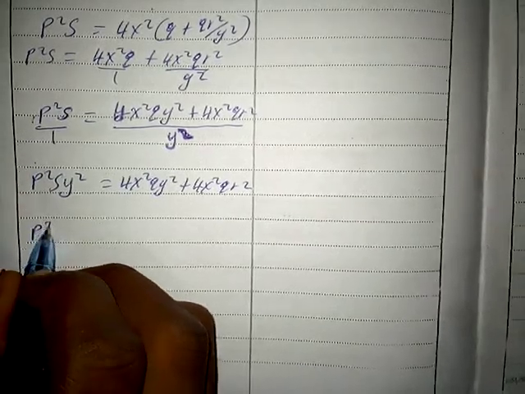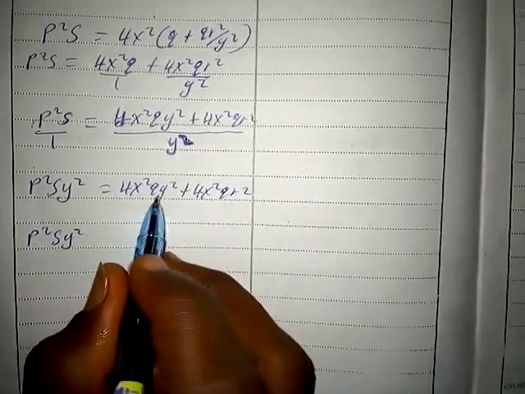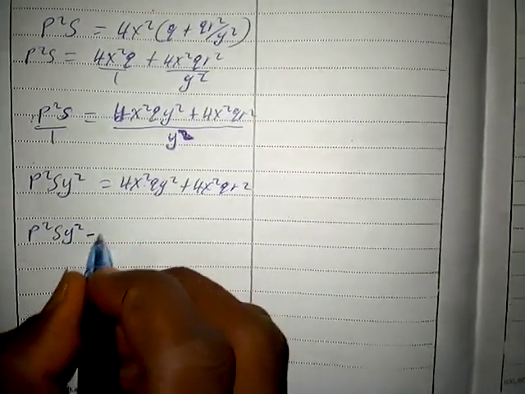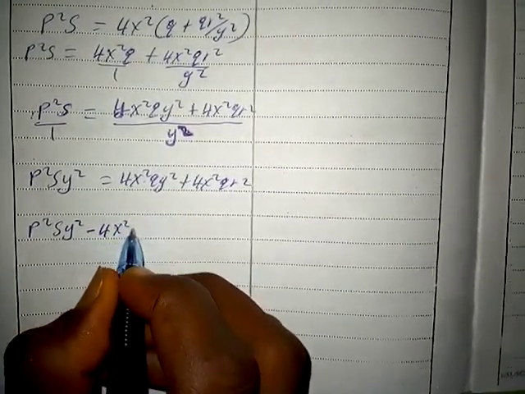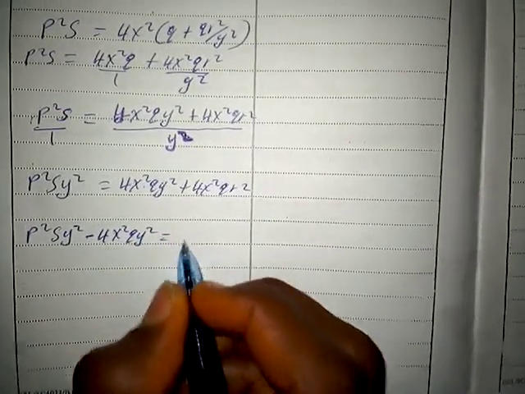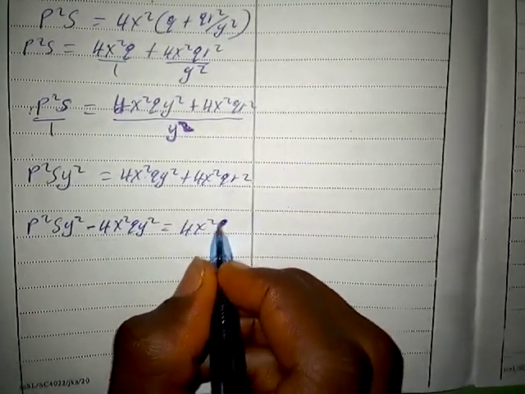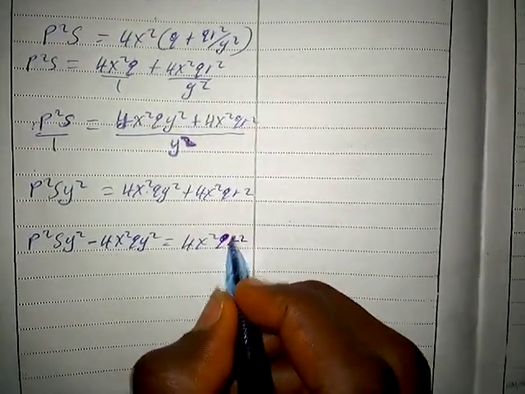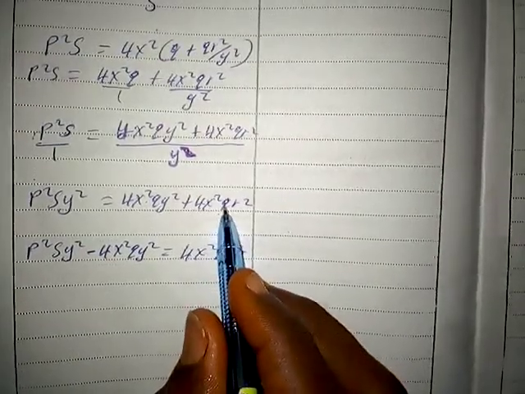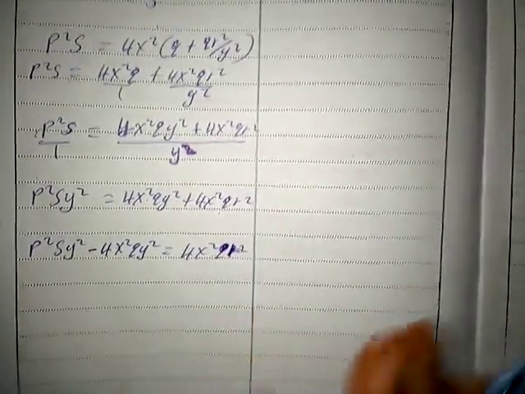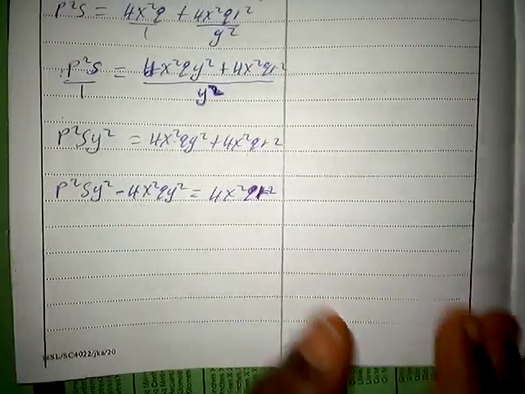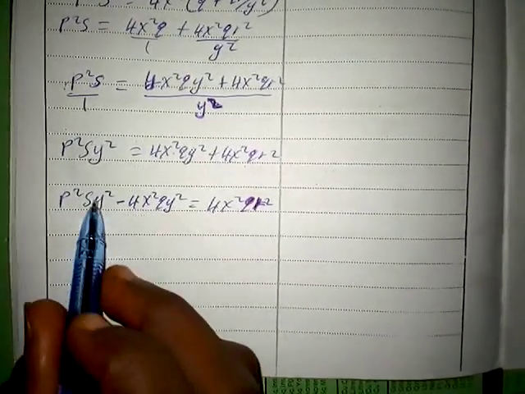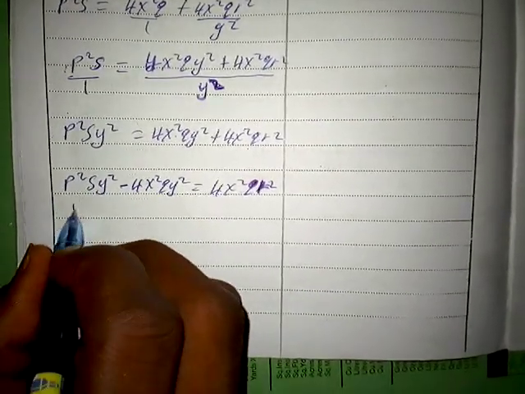So p square s y square, we transpose, because here there's y, we transpose it to minus 4x square q y square equals 4x square q r square. Because there is no y here, we just leave this one here. What are we going to do? We find the common factor. The common factor is y square, so take y square outside the bracket.